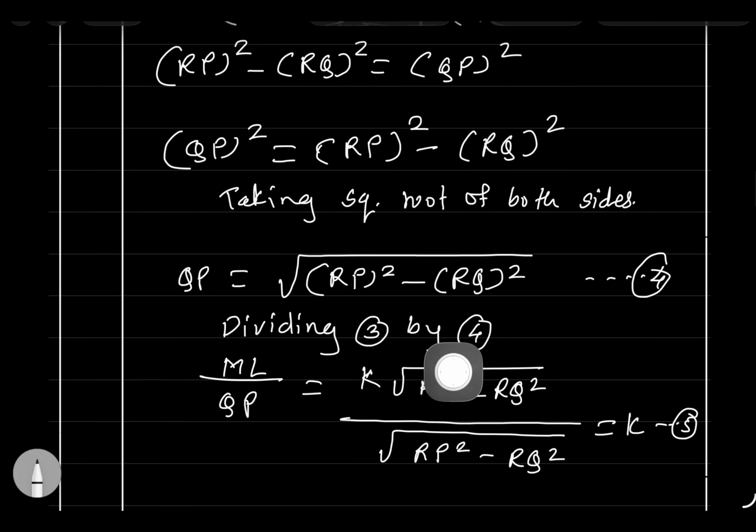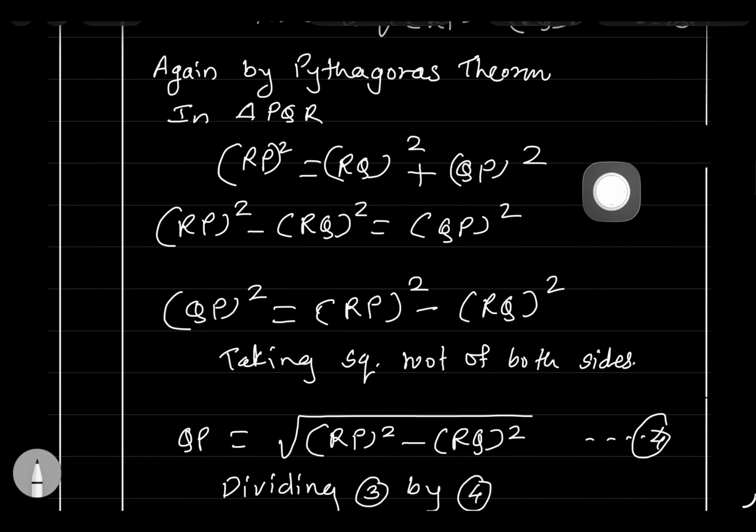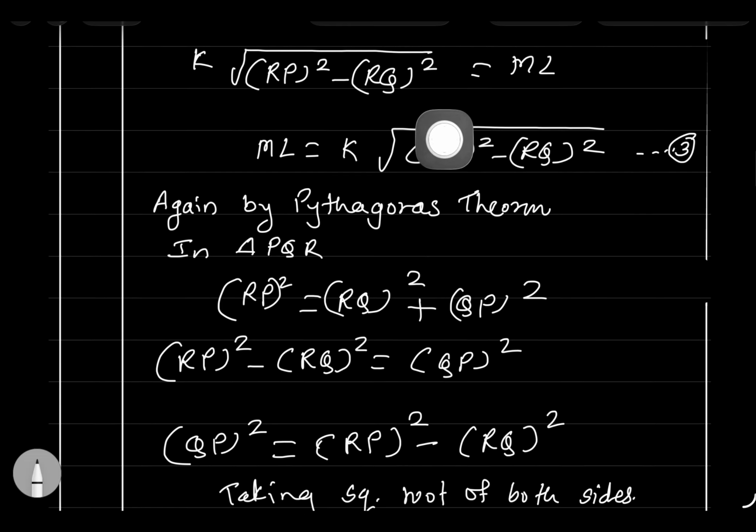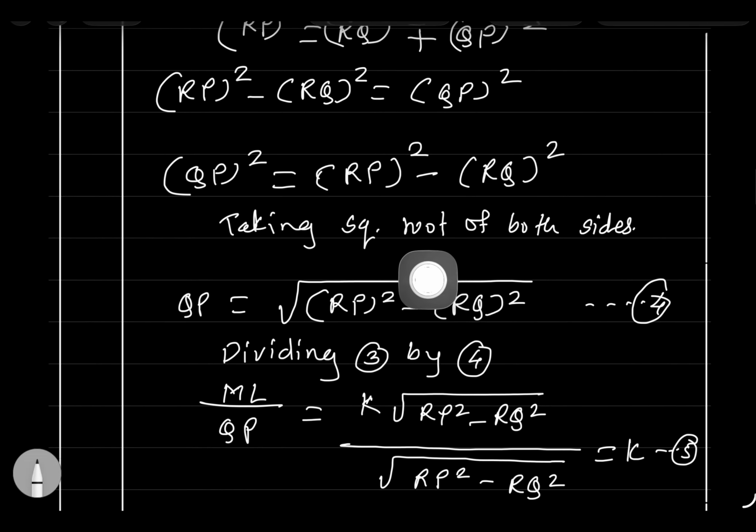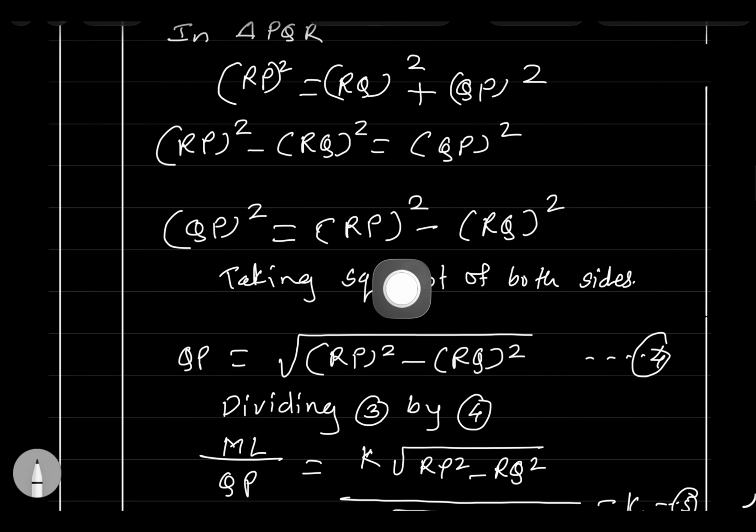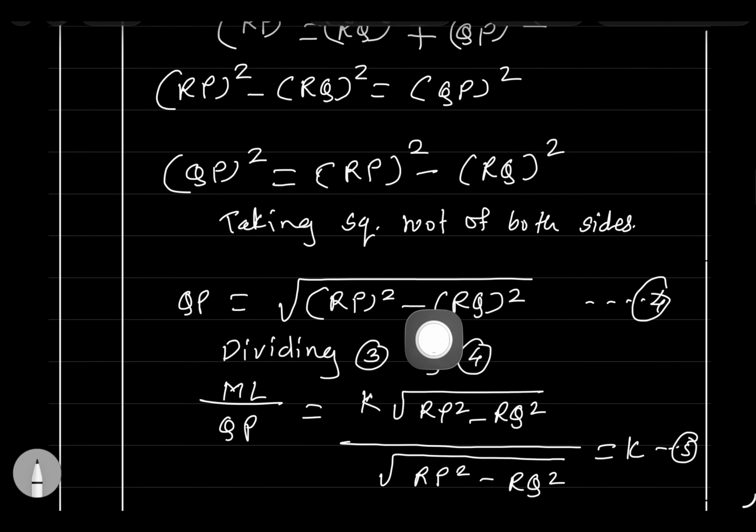So dividing the third equation by 4. Here, the third equation we got, no. See, we got values in k. Here it is not like that, just only QP we are bringing. QP square equal to RP square minus RQ square. When we are writing the Pythagoras theorem, then we are transposing this RQ square to this side, so it becomes QP square here. So we got the QP square, and taking the square root.